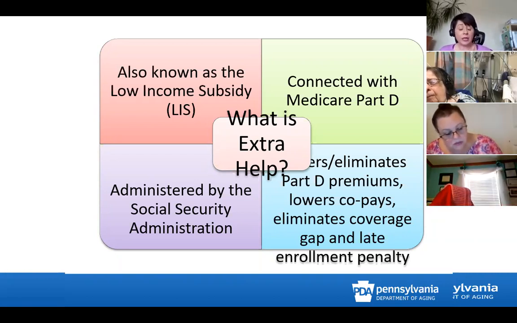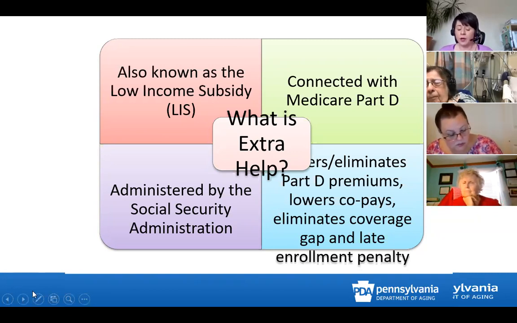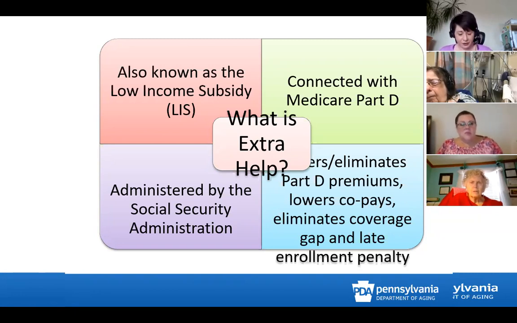They will also see lower, more manageable prescription drug copays, with potentially, depending on if the person resides in a long-term care facility or if they're on a waiver program, those costs may even be eliminated for them. So qualifying for the extra help program will also eliminate the coverage gap that is in our Part D plans and any Part D late enrollment penalties that the person may potentially have from previous years.